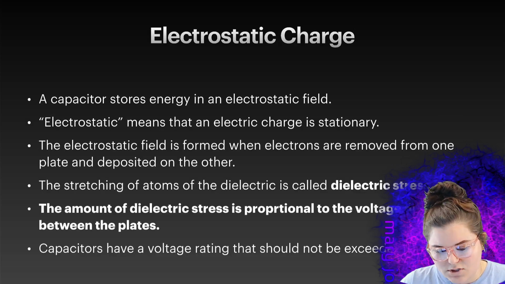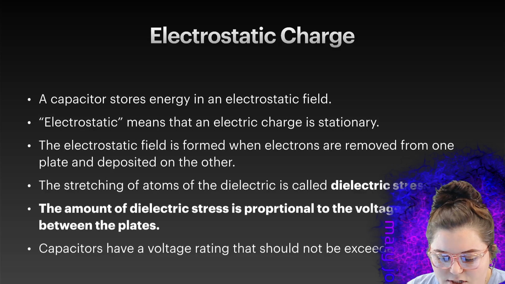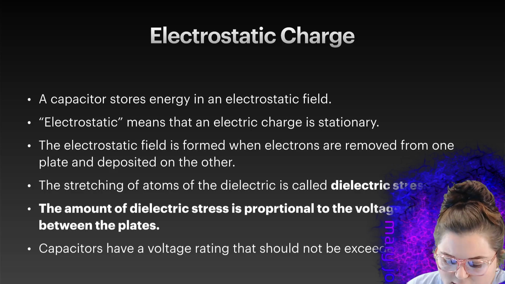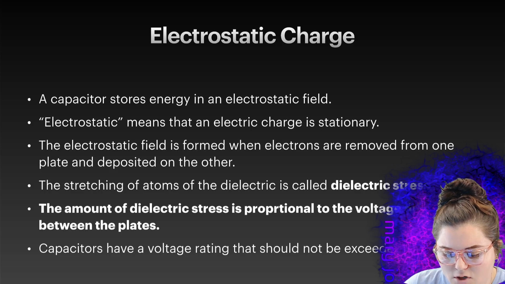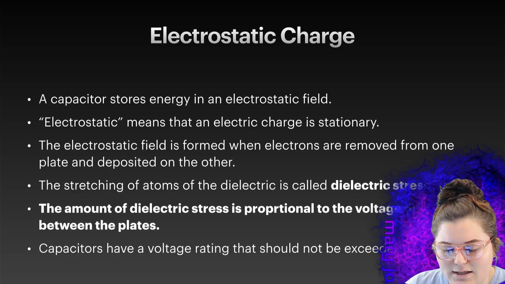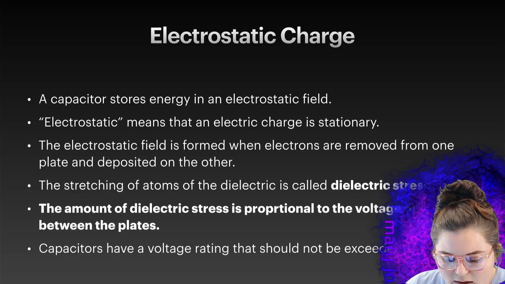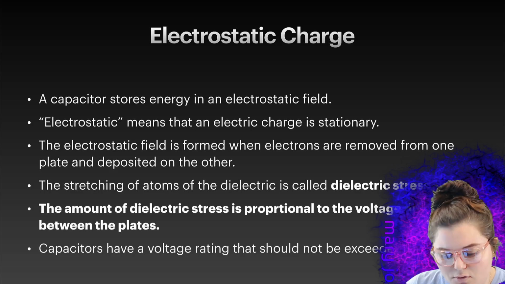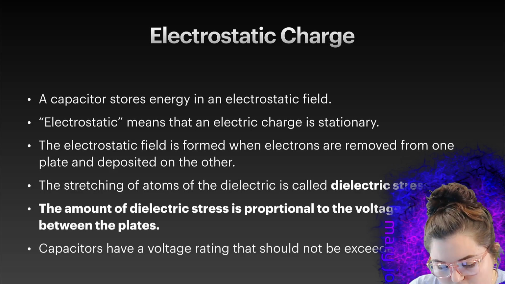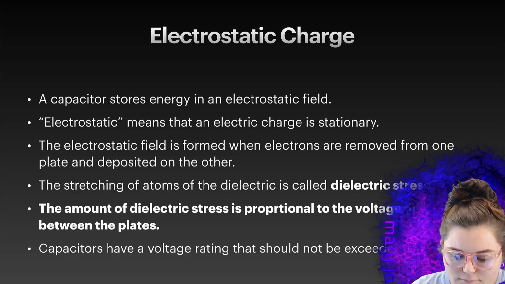Electrostatic charge. A capacitor stores energy in an electrostatic field. Electrostatic just means that an electric charge is stationary or not moving. The electrostatic field is formed when electrons are removed from one plate and deposited on the other. The stretching of atoms of the dielectric is called dielectric stress. The amount of dielectric stress is proportional to the voltage difference between the plates. Capacitors have a voltage rating that should not be exceeded.